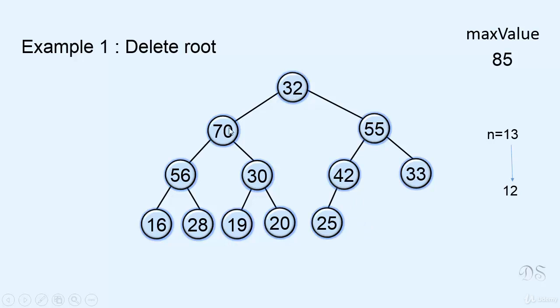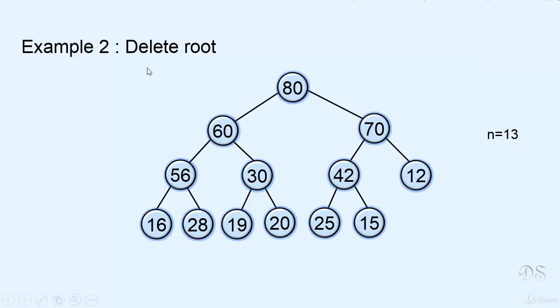We compare this key with both its children. Both the children are bigger, so we'll move the bigger one up and we'll try to insert this key here. Now again, we'll compare this key with both the children. This one is bigger, so we'll move this up and we'll try to insert 32 here. Now again, we compare this key with both children. Now both children are smaller, so heap order property is satisfied and we can insert the key here.